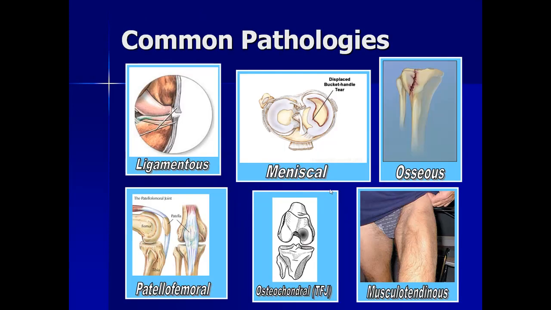Just to review briefly, already you should know some of your anatomy of the region, and just to remind you and to clarify some of the pathologies that may occur, it is useful to consider in subheadings of ligamentous injuries, meniscal injuries, bony or osseous injuries, those injuries or problems associated with the patellofemoral joint, the osteochondral region of the tibiofemoral joint, and any musculotendinous problems which may occur.